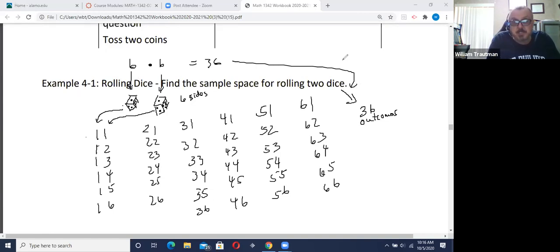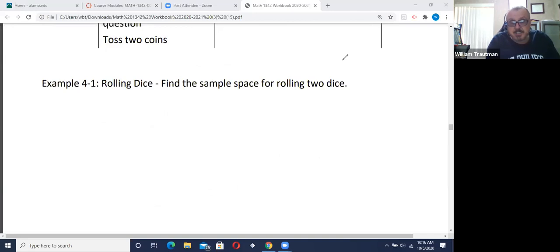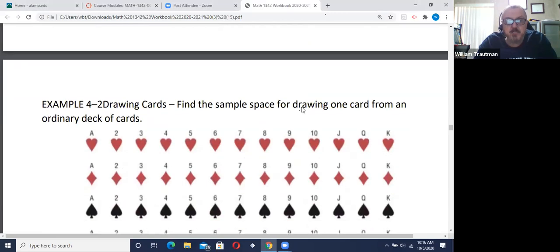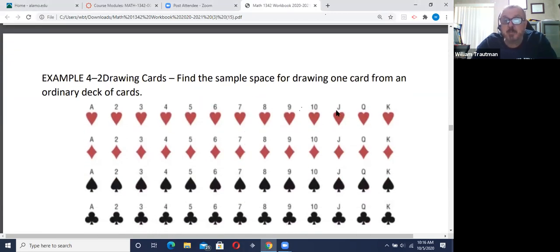Unfortunately, I have to erase them, unless they're written down already, and I should really go scan down before I write these things down. Oh, they didn't have them. Here's the sample space for a deck of cards.